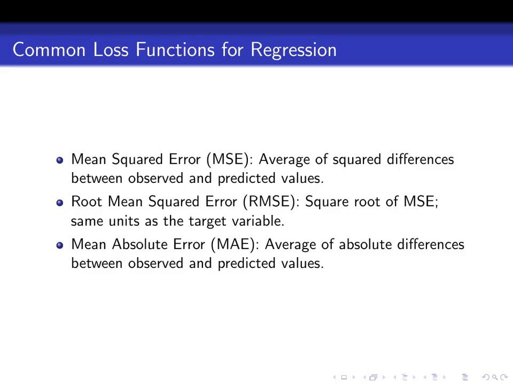Common loss functions for regression include mean squared error, root mean squared error, and mean absolute error. Mean squared error, or MSE, calculates the average of the squared differences between predicted and observed values. Root mean squared error, or RMSE, takes the square root of MSE and has the same units as the target variable. Mean absolute error, or MAE, calculates the average absolute differences between predicted and observed values. Each of these has its own strengths and applications.